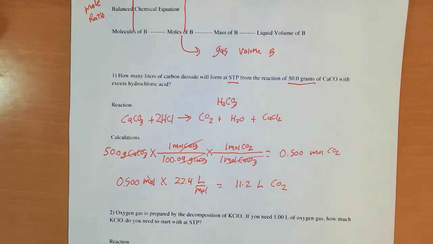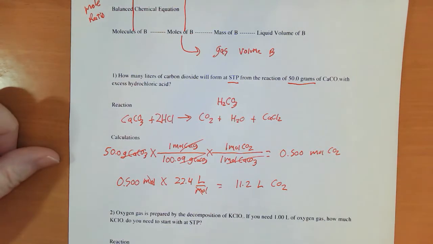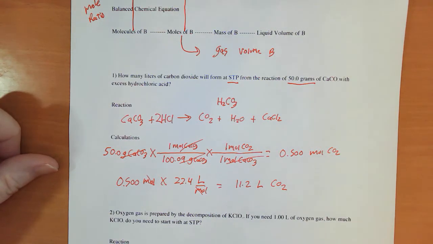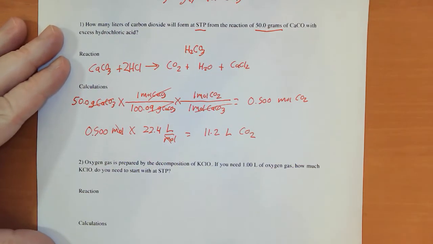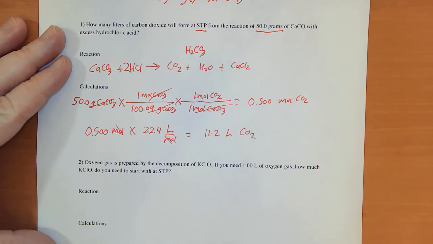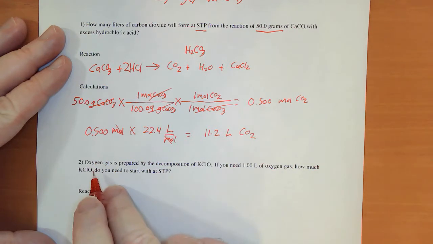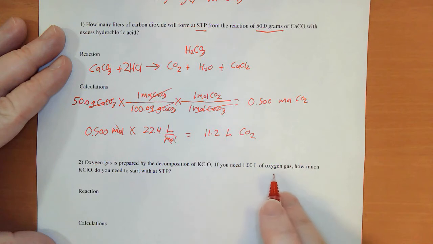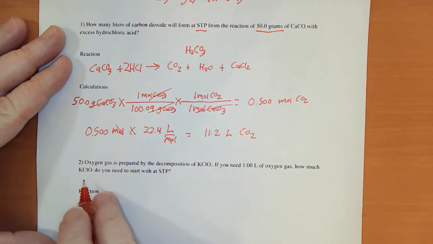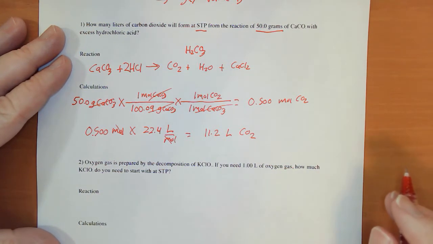Now, let's be honest, they don't turn out that easy most of the time. Most of them don't happen at STP, but that does work for this one. Now, a much more straightforward, reasonable style question here. Oxygen gas is prepared by the decomposition of KClO3. If you need 1 liter of oxygen gas, how much KClO3 do you need to start with at STP?